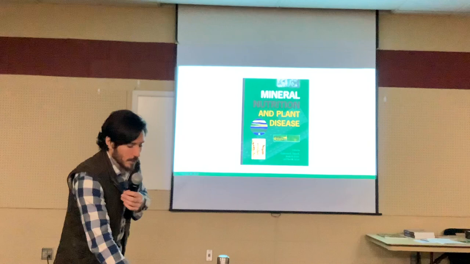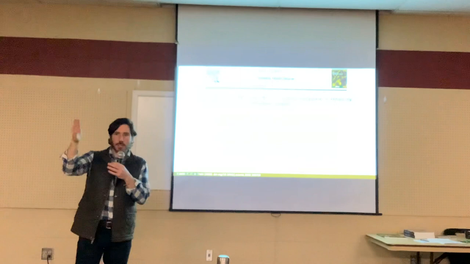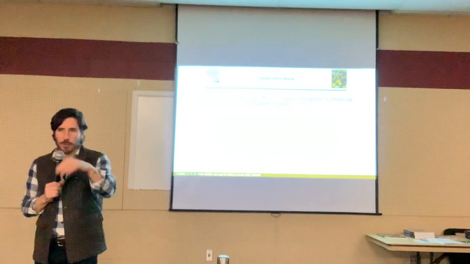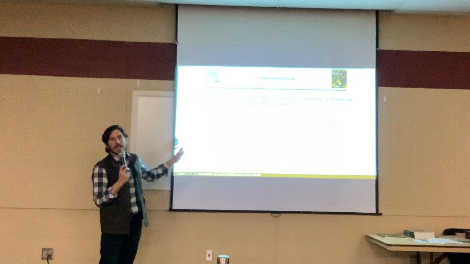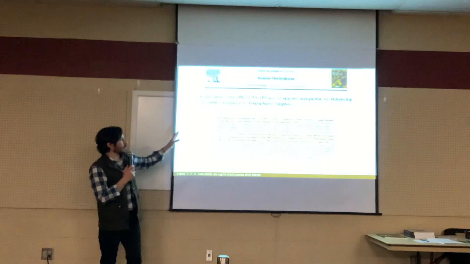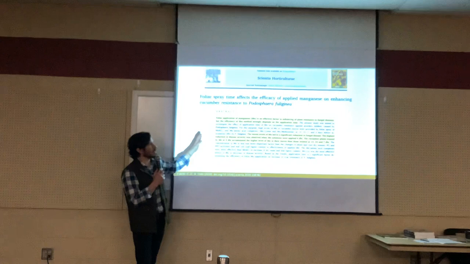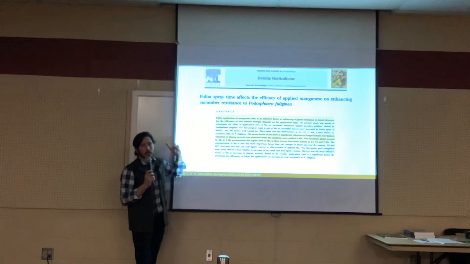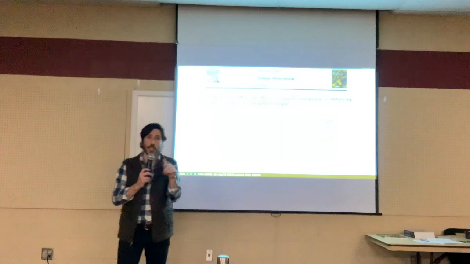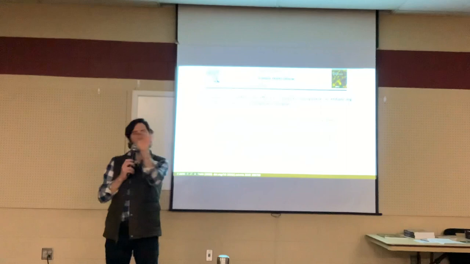the practical challenge. This is on cucumbers. Glasshouses may not be relevant per se for you, but it's a nice example of what I'm talking about here. Here we're looking at manganese to manage mildew on cucumbers. And I'll read you a few quotes here. Foliar application of manganese is an effective factor in enhancing plant resistance to fungal diseases. But the efficiency of this method strongly depends on the application time. So they're not suggesting that manganese applications to control mildew is a far out and weird idea. They're suggesting that the challenge is managing the timing of these applications.